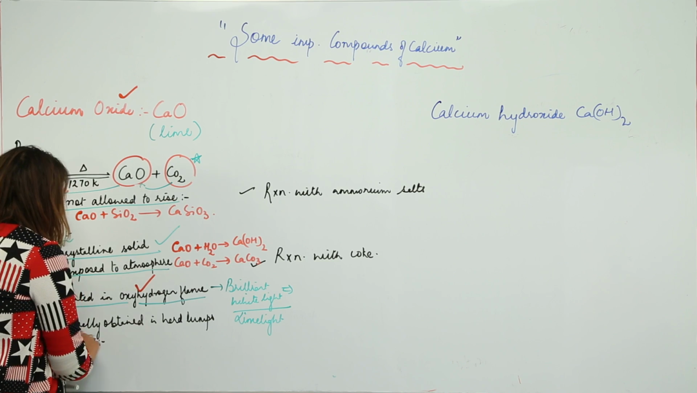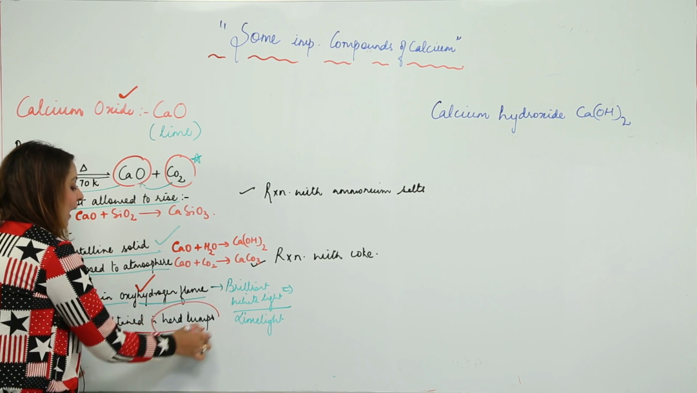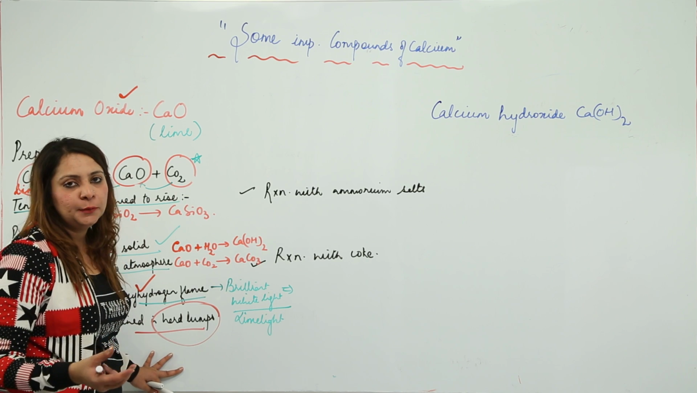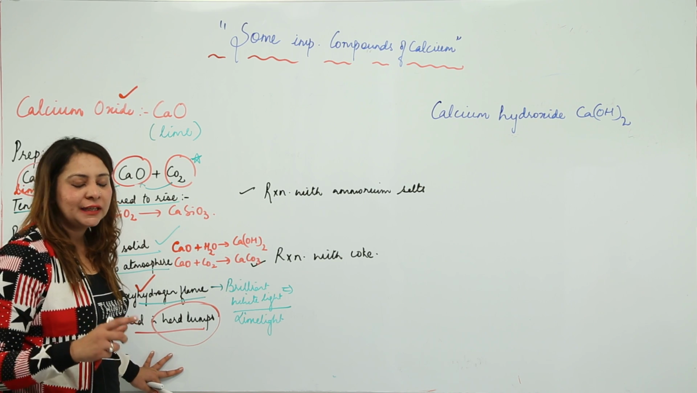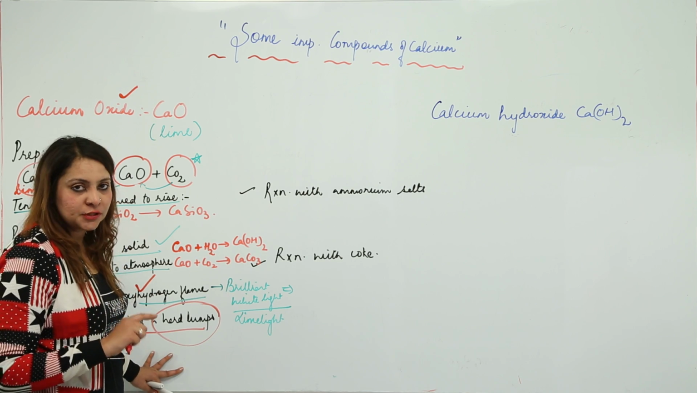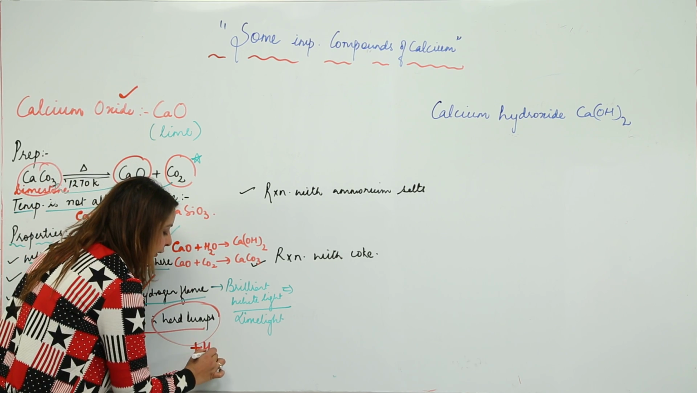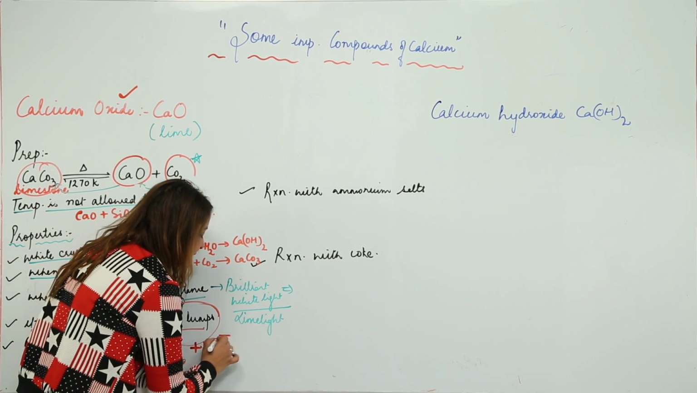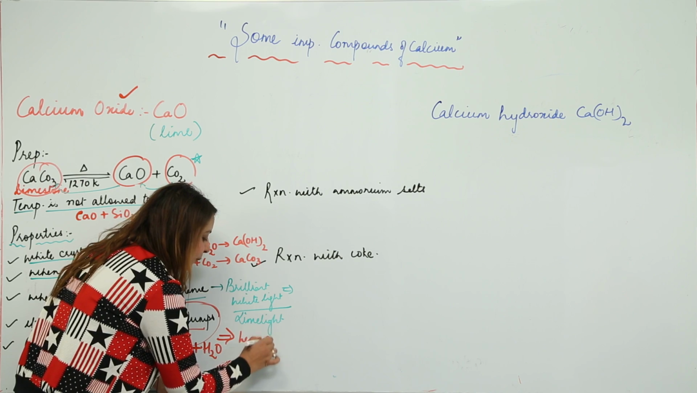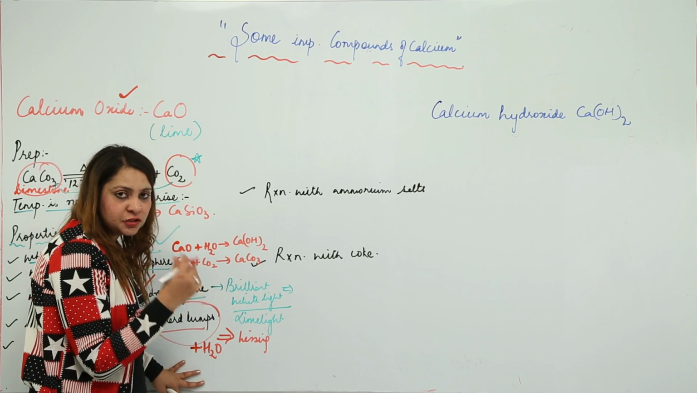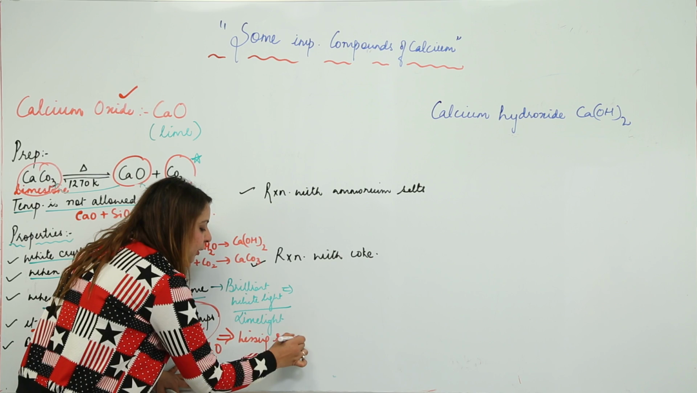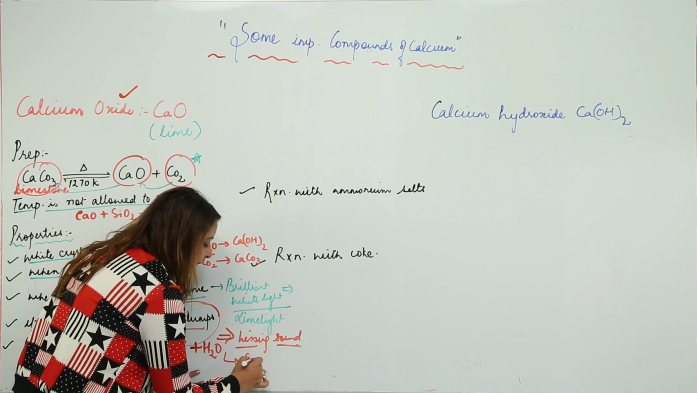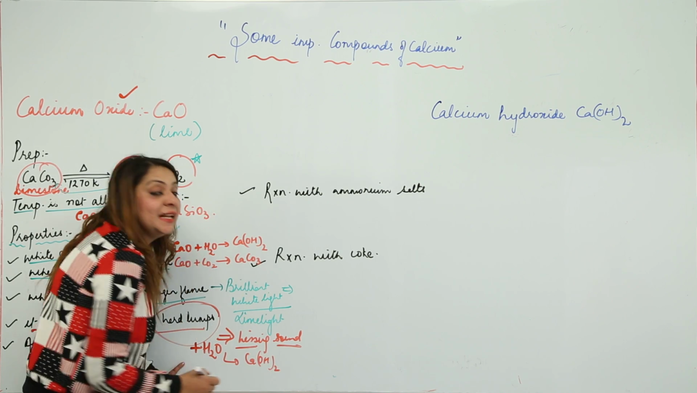And moreover, calcium oxide occurs in hard lumps. We cannot use those hard lumps for any purpose, so we need to break them. And how do we do that? We add water to it. When we add water to the hard lumps, they break, and an identification property is seen because it is an exothermic reaction. A tremendous amount of heat is released, and it produces a hissing sound. After mixing with water, it forms calcium hydroxide, which is slaked lime.